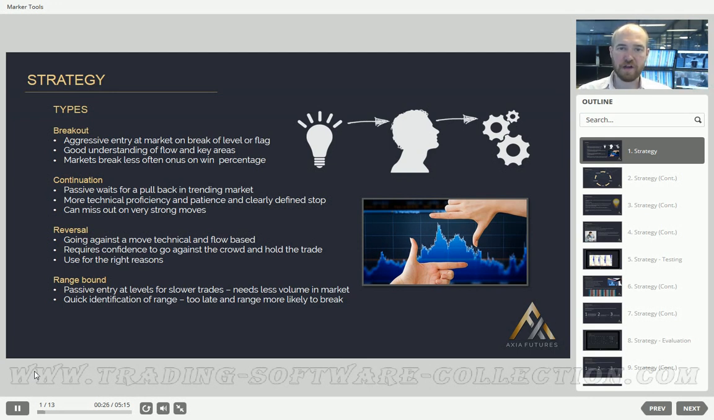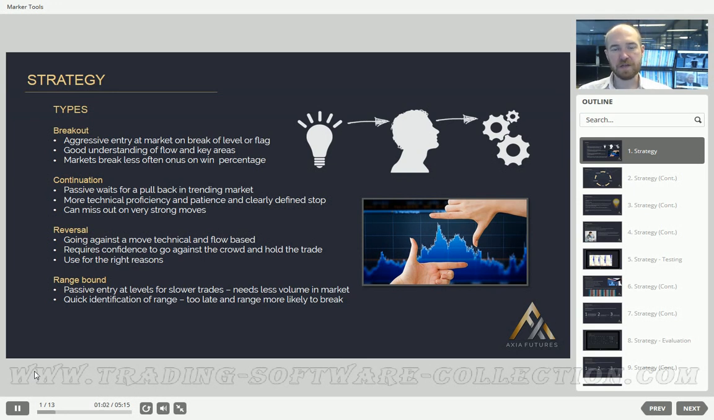This is a trend-based trade. The idea of a breakout trade is you're essentially trying to get on the beginning of the trend. So it's going to require an aggressive entry at market on the break of a level. That's the key thing that you need to be looking for. Now, what it requires is a very good understanding of flow, of volume coming into the market. This is going to tell you whether the break is on, whether the break is going to be sustained as well. The difficulty with this trade is that markets actually break a lot less often than they range.